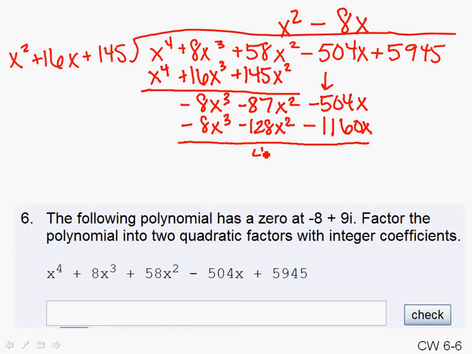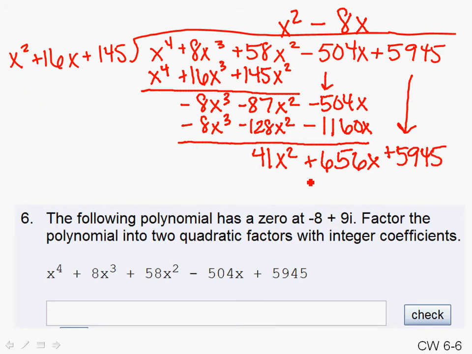This leaves us with 41x squared. So we have -87 minus a -128, which is the same thing as saying -87 plus 128, which is 41. 504 minus a -1,160 leaves us with positive 656x. Bring down the 5,945.